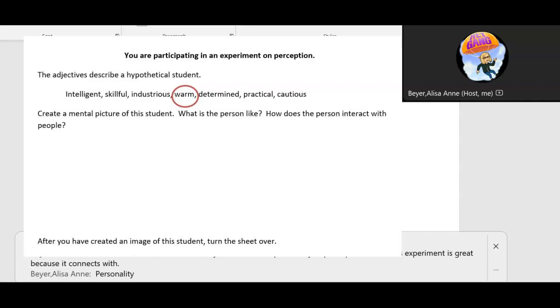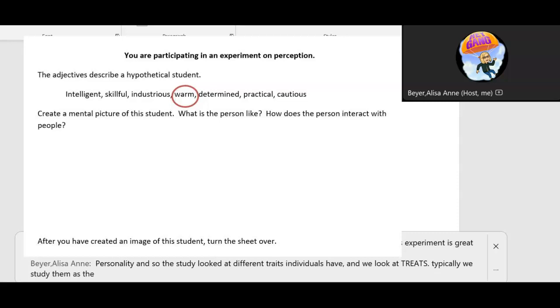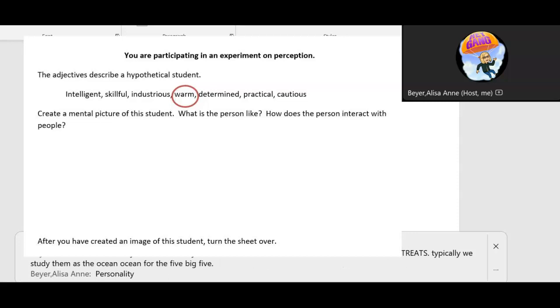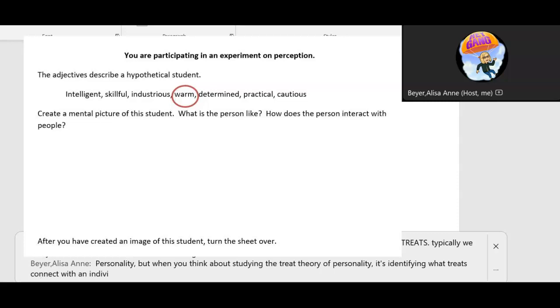And so the study looked at different traits individuals have. And we look at traits, typically we study them as the OCEAN, OCEAN, for the big five dimensions of personality. But when you think about studying the trait theory of personality, it's identifying what traits connect with an individual. So I am showing you one of the handouts.